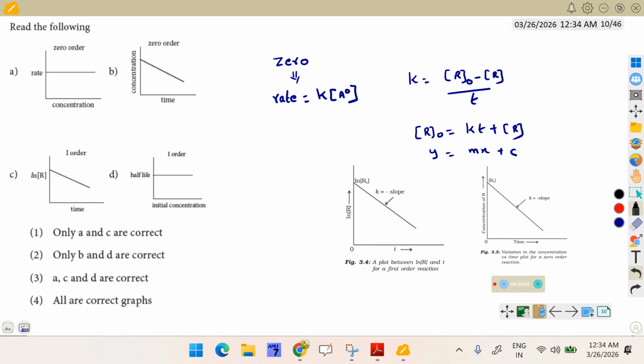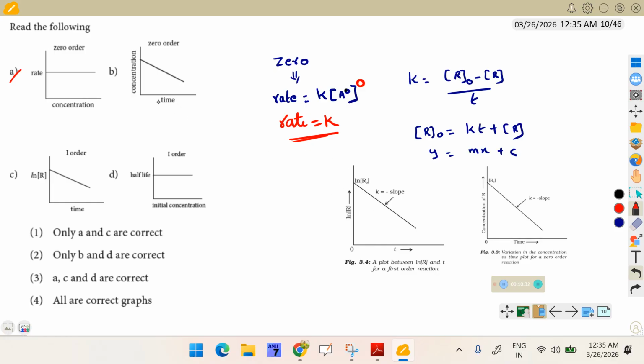Read the following. Graphs are given. First graph is the relation between rate and concentration in a zero order reaction. We know that in a zero order reaction, the power is 0, that means rate is equal to K. It does not depend upon concentration of reactants. So the first graph is correct.